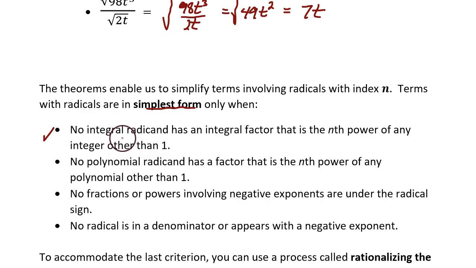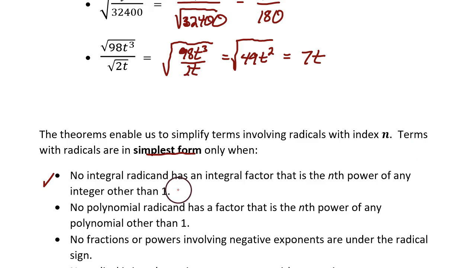No radicand that's an integer can have a factor that is the nth power of any integer other than 1. That sentence is a little confusing, but we applied it in the last example that we did. I knew that this was not simplified because 49 is the same thing as the integer 7 to the second power. And that power matches the index of a square root, which is always a 2.